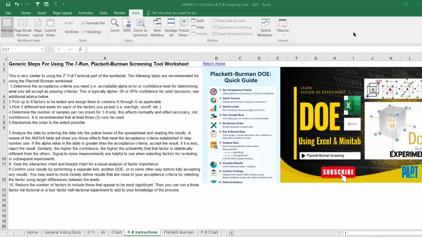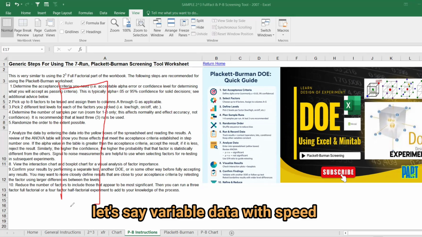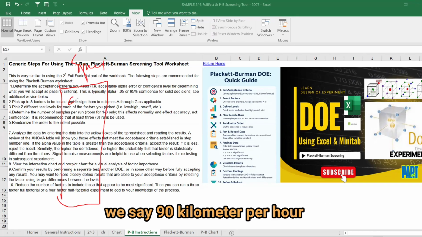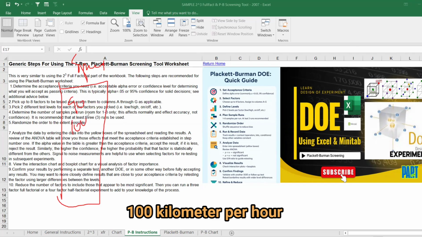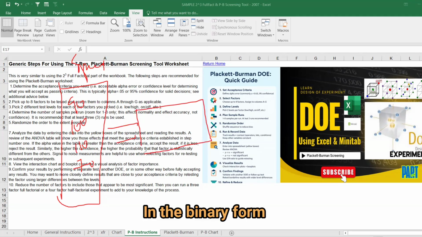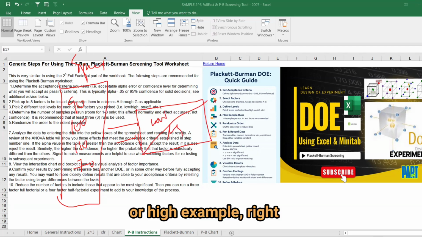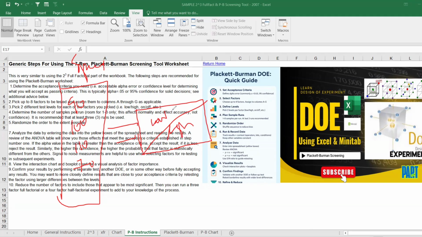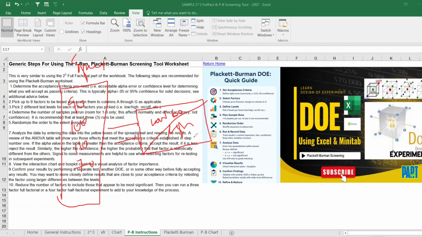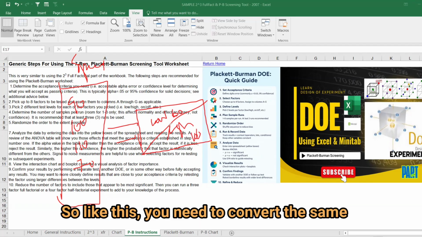Define the levels. As I mentioned in the previous video, even if you have variable data, let's say speed, for example train speed, we say 90 kilometer per hour, 100 kilometer per hour, and then you have 110, 70, and all that, right? All that you will convert into binary form. How will you convert? For example, you will say low or high. So anything below 60, you may say low. Anything above 60 or greater than 100, you may say high, for example, right? So like this, you need to convert.